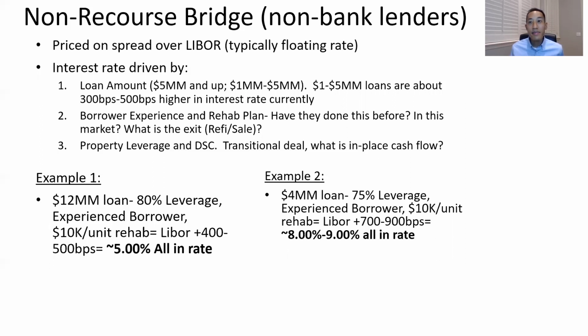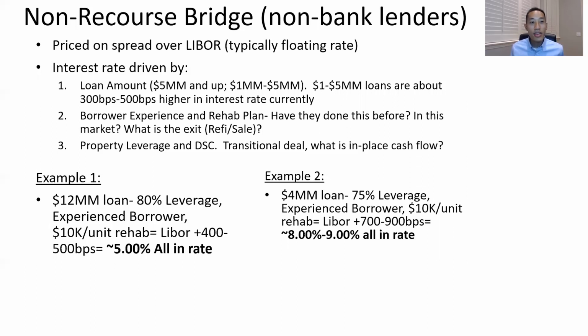Second thing, these are transitional loans, right? So they're shorter term, anywhere from 2 to 5 years. And so borrower experience and the rehab plan is very important. Like, have they done this before? Do they own anything in this market? How are they going to exit this deal, right? Because they want to see your ability to either sell the deal or refi this deal into Fannie Mae, Freddie Mac once you are done with your plan.